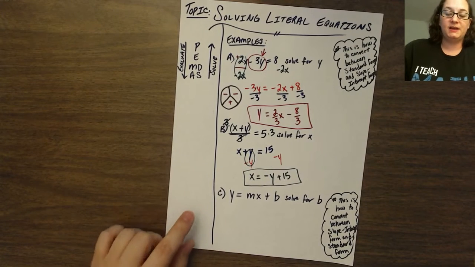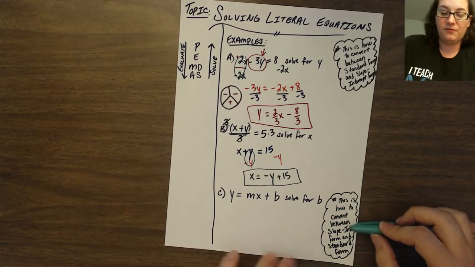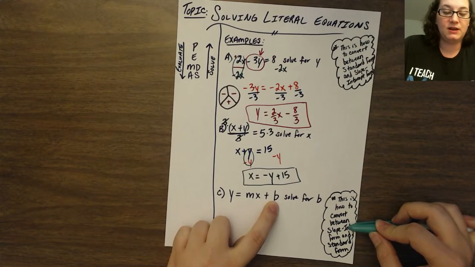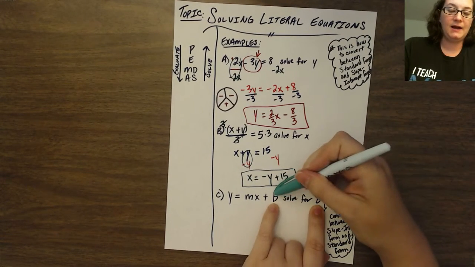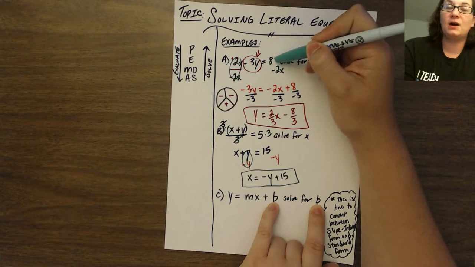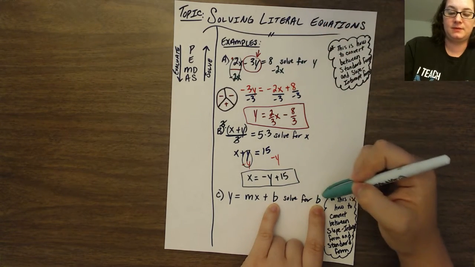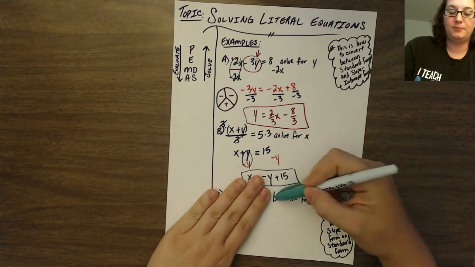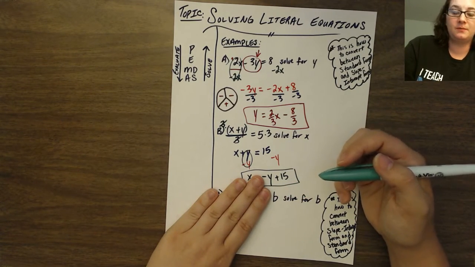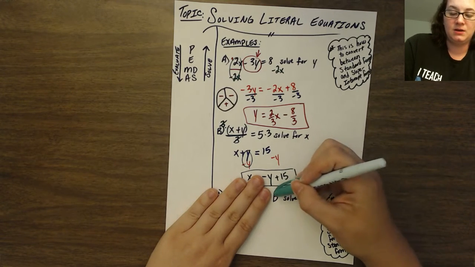For part C, this is how you would convert from slope-intercept form, which is what it's currently in, to standard form, which is where I have a number all by itself on the right side. So when I solve for b, I'm going to have a number all by itself. b is just a constant. It's just a number. No variables. Normally.